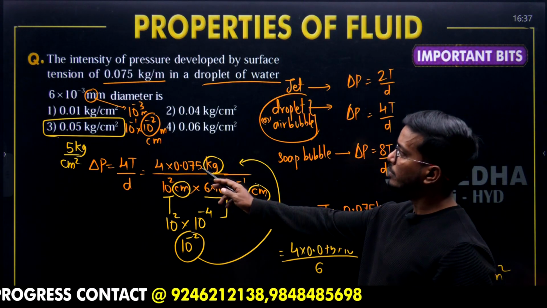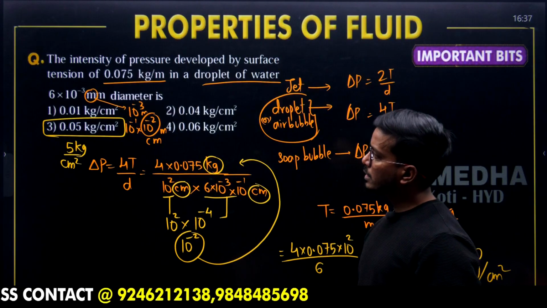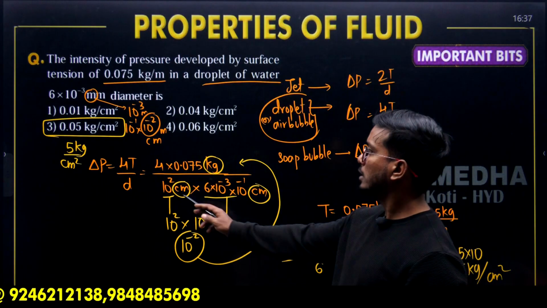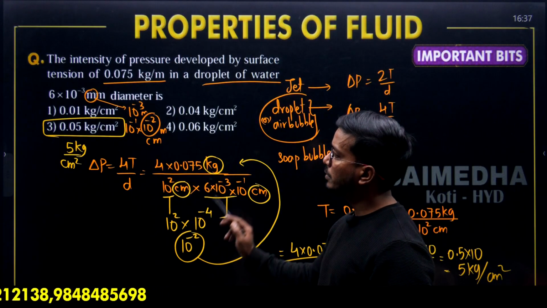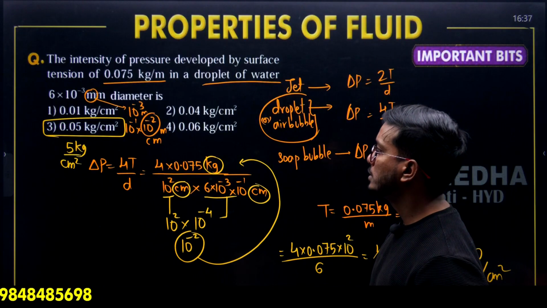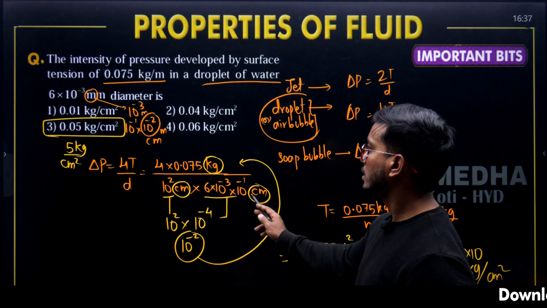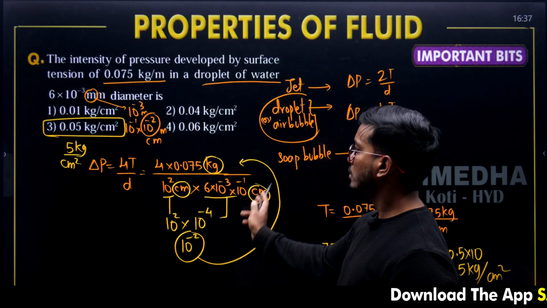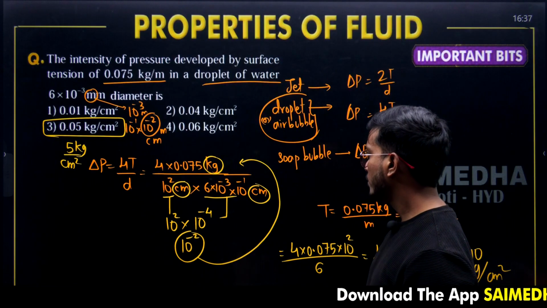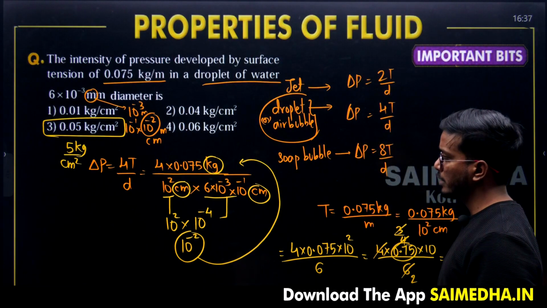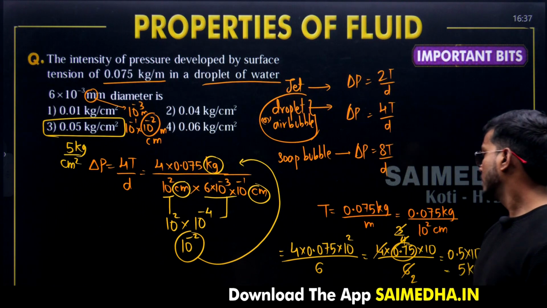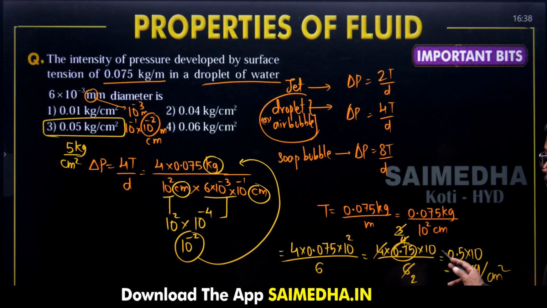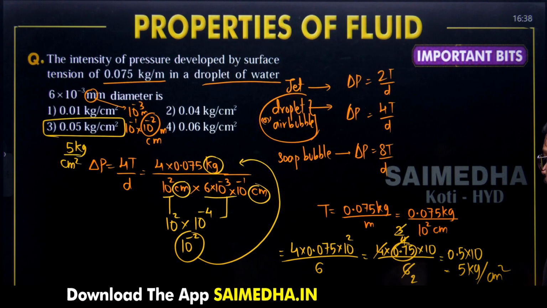4 into 0.075 kg per meter is given. Kg per meter, so we can convert that meter into centimeter. 1 meter is 10 square centimeter. This is correct. 6 into 10 to the power of minus 3, it is milli. So milli will become 10 power minus 1 centimeter. This is also correct. 10 power minus 3, 10 power minus 1, 10 power minus 4, 10 square, 10 power minus 4, 10 power minus 2, 10 power minus 2 goes to the top, it will become 10 square. 4 into 0.75 into 10, this is 3 by 4, 4 cancel, 3 ones are 3, 3 twos are 1 by 2, 0.5, 0.5 into 10, that is 5.